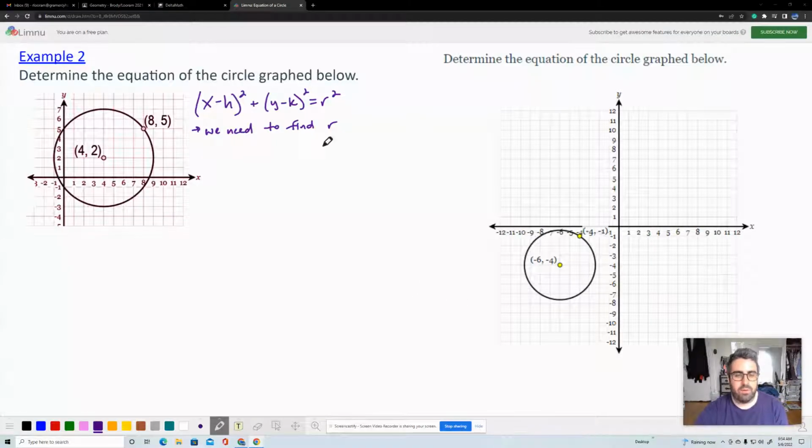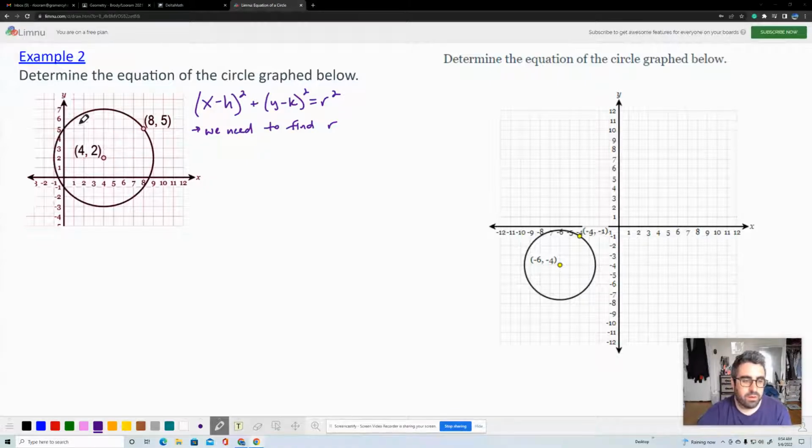All right, hi everyone. I'm going to go over how to find the equation of a circle given the graph of the circle. So we know to find the equation of a circle, we need to know a few things. We need to know the location of the center, which is our h and our k value, and we need to know the radius. So in the diagram below, we see the center is 4, comma 2.